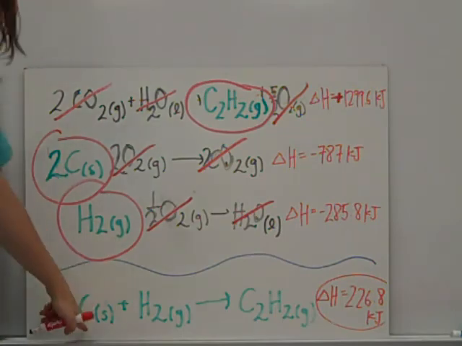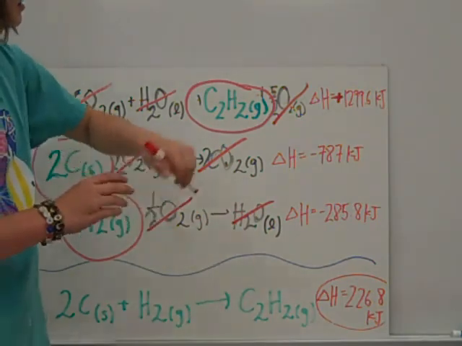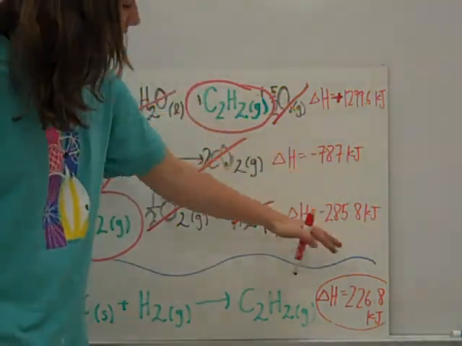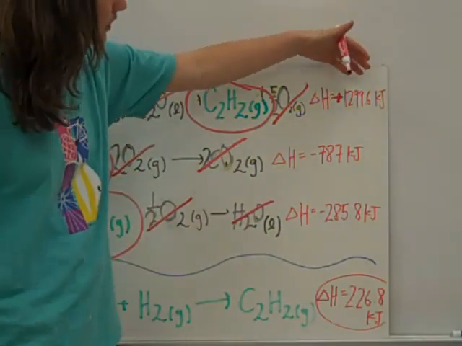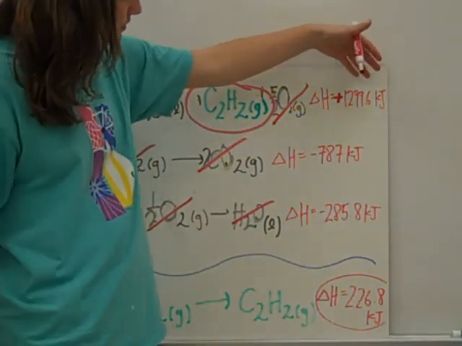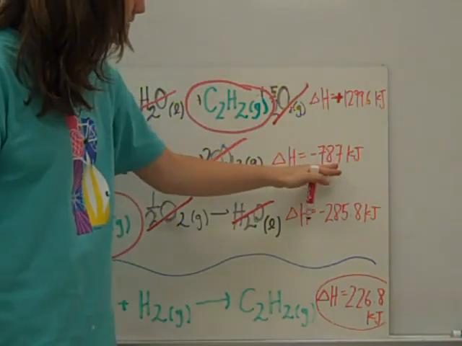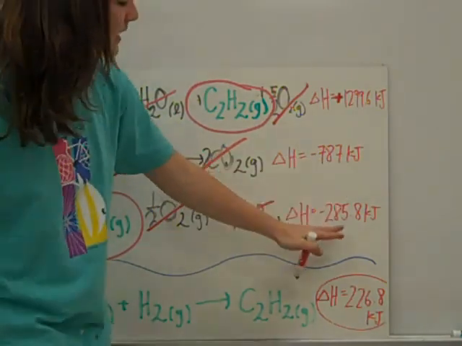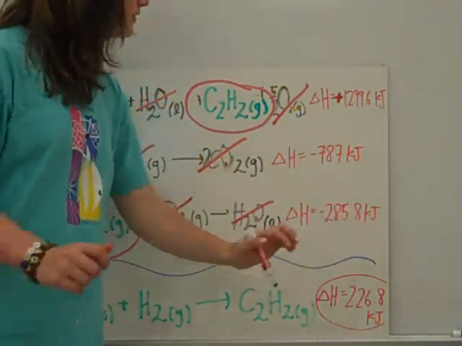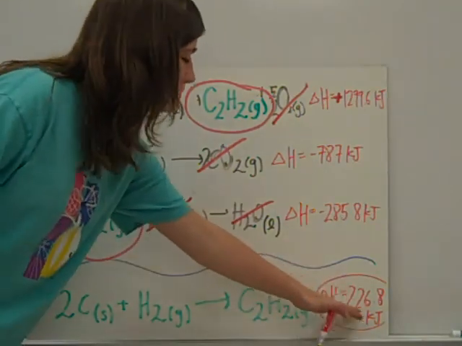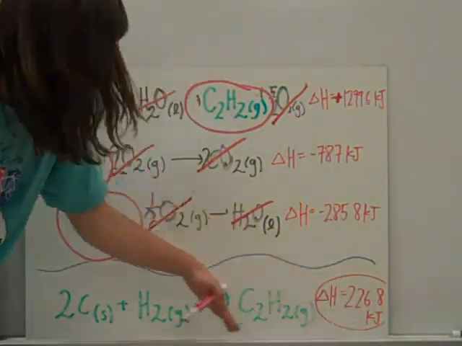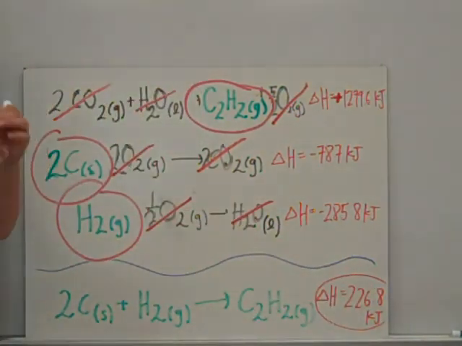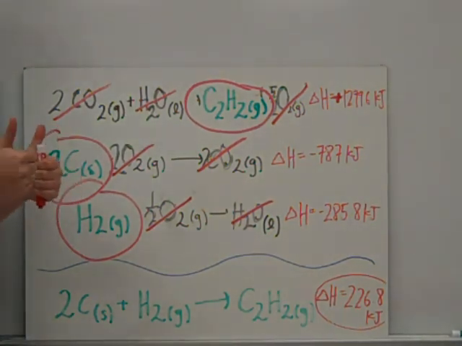So, last thing to do, add it all through. You bring all of your reactants and your products down, and the last step is to add all of these values together. So you add positive 1,299.6 kilojoules with negative 787 kilojoules with negative 285.8 kilojoules, and that gives you 226.8 kilojoules for this overall reaction. Woohoo! Congrats on your first completed Hess's Law problem.